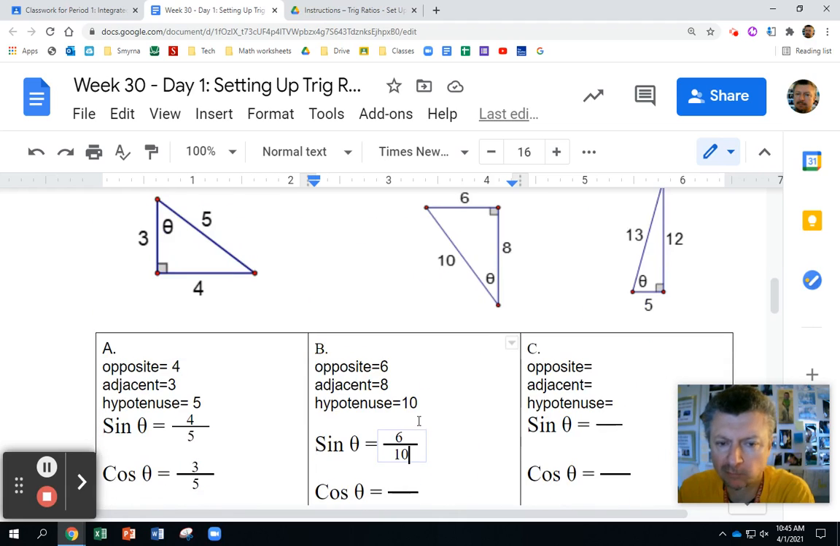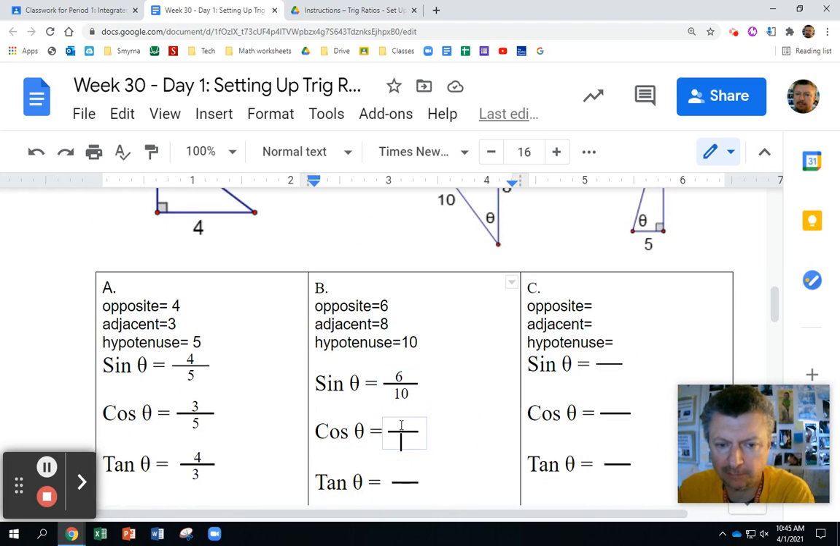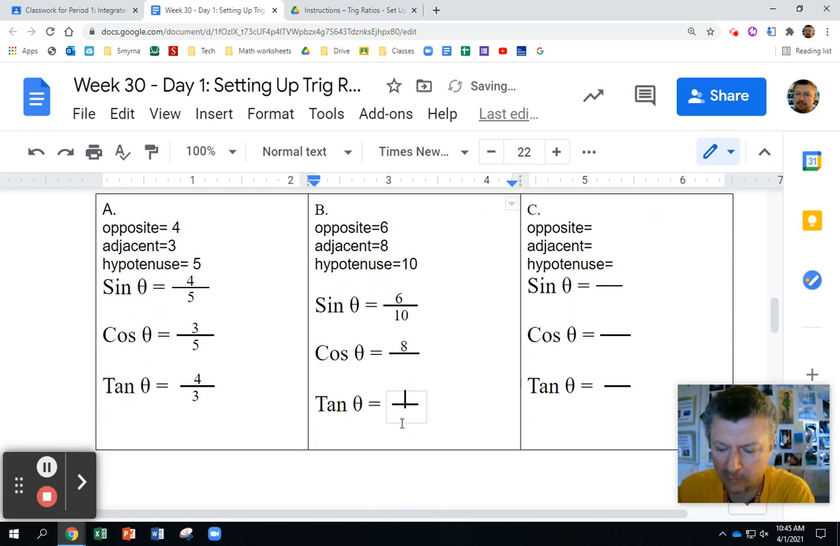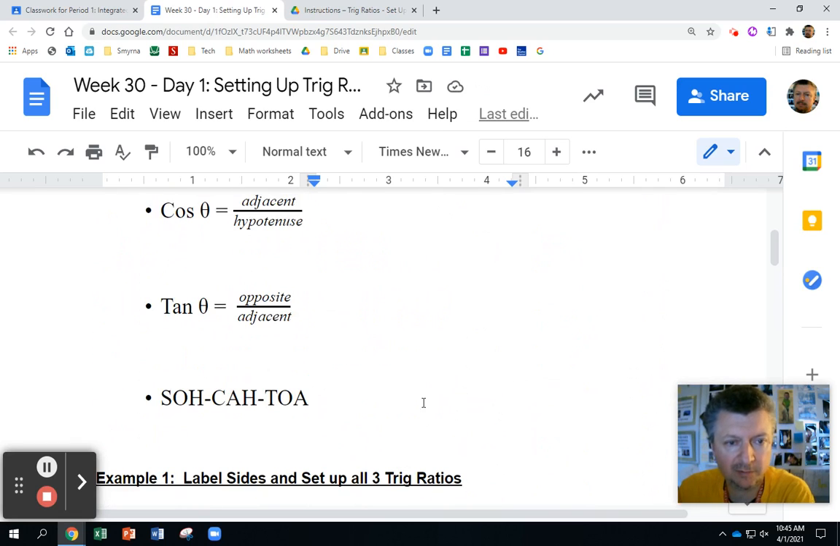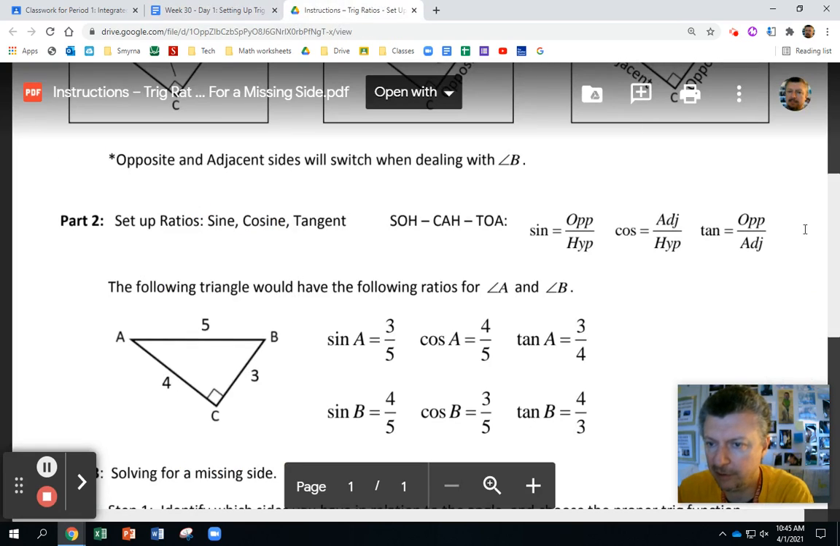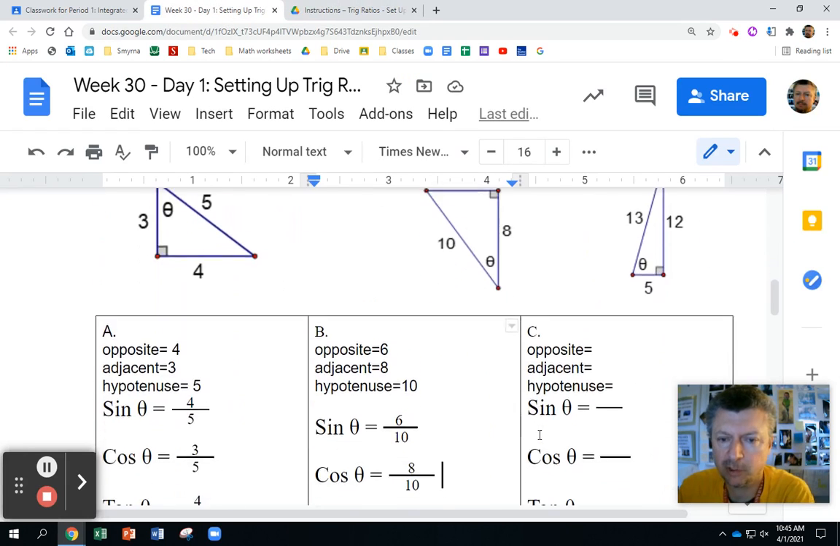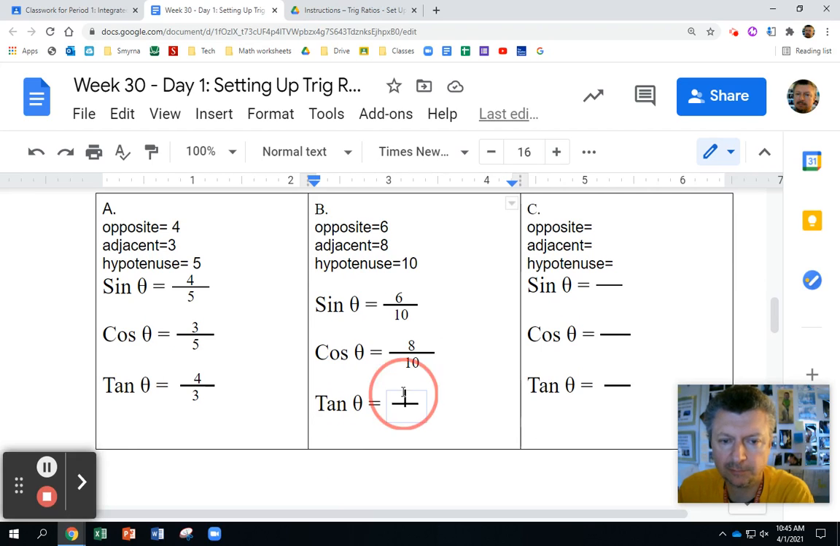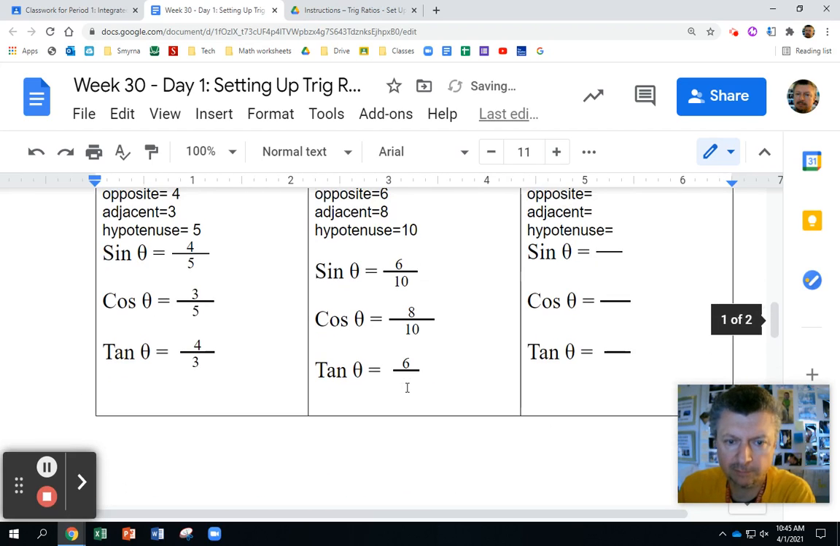We're going to do cosine. Adjacent is 8. Hypotenuse is 10. Here we go. And the tangent is opposite over adjacent, as we see up here. And also we see it on the instruction sheet, opposite over adjacent, right there. So I'm going to put that opposite is 6. And adjacent is 8.